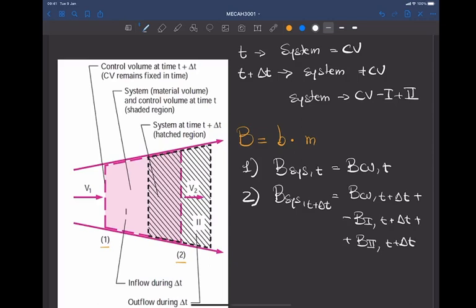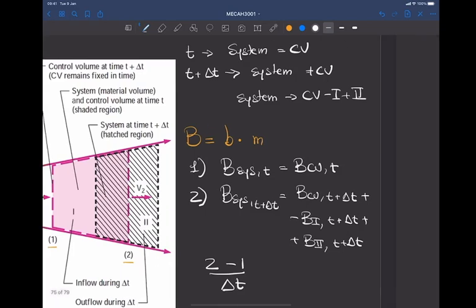When looking at these two equations, it seems pretty straightforward to take equation 2 minus equation 1 and divide it by delta t. So let's see what this actually provides.